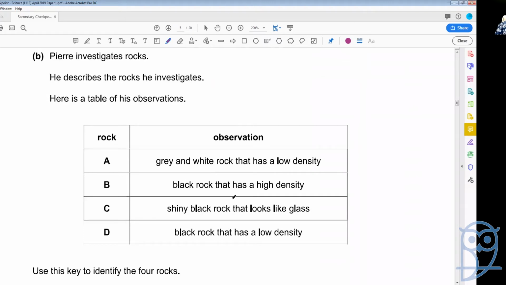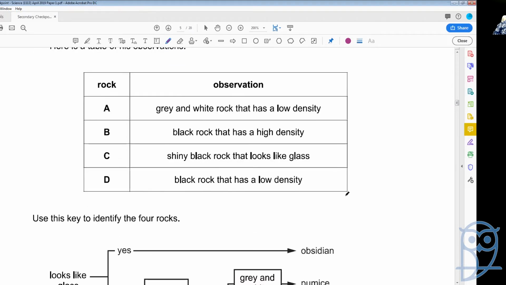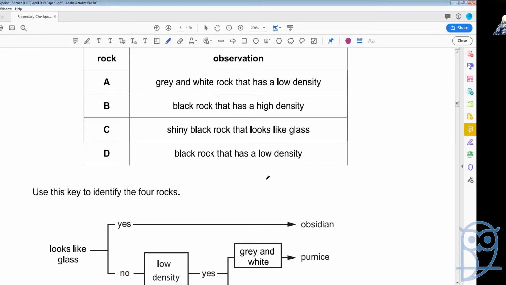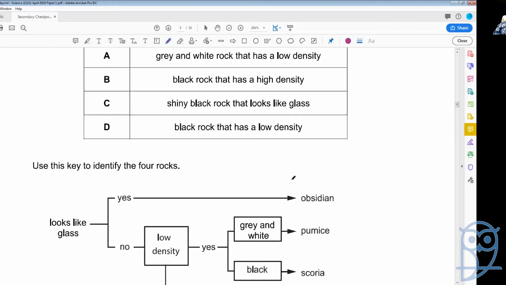Now part B says that Pierre is investigating rocks and he describes the rocks. Here's a table of his observations. We have 4 different rocks. They give us some colors. So there's gray and white rock. We've got black rocks, another black rock, here's another black rock. So we've got 3 black rocks. And then they give us a density. We've got a low density, a high density, something that looks like glass, and then another low density. So it says, use this key to identify the 4 rocks.